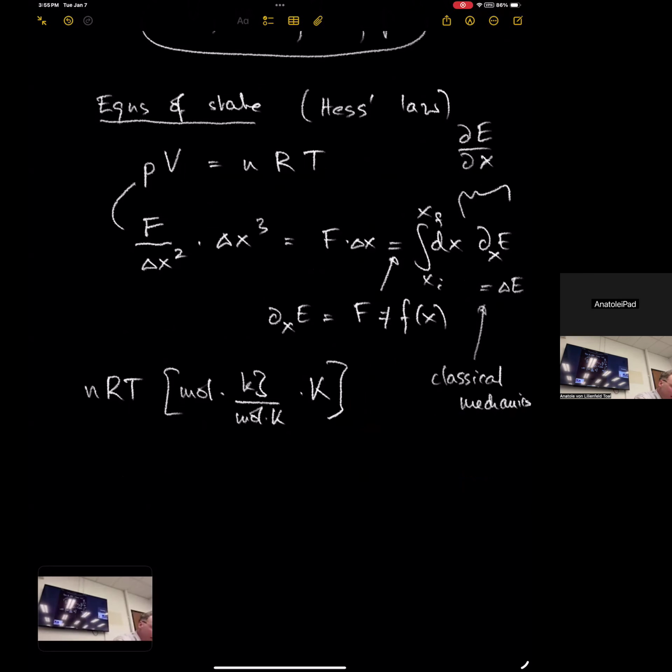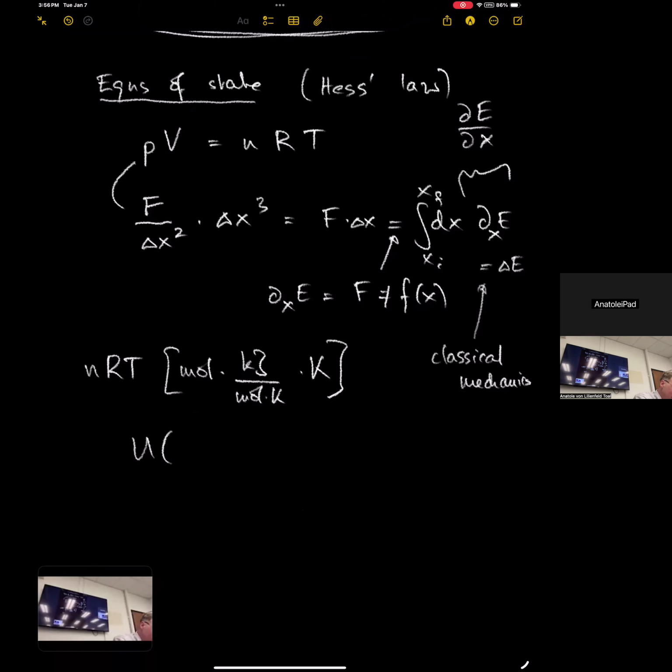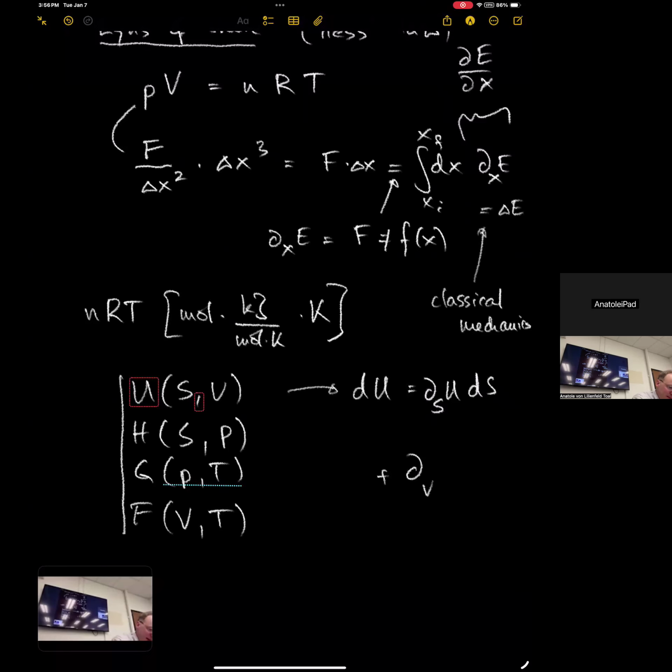Now, you can take such energies and keep some of these variables fixed. And then you will get the internal energy in entropy and volume, the enthalpy and entropy and pressure, the Gibbs free energy and pressure and temperature, or the Helmholtz free energy in volume or temperature, right? And we can expand dU in the entropy and the volume.